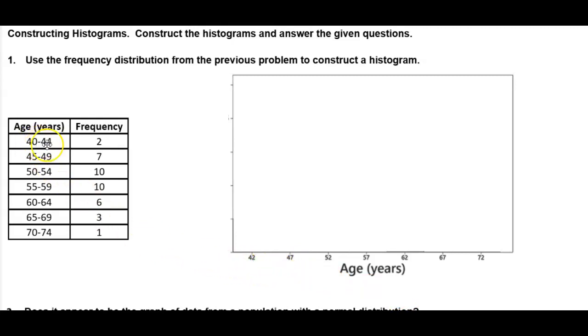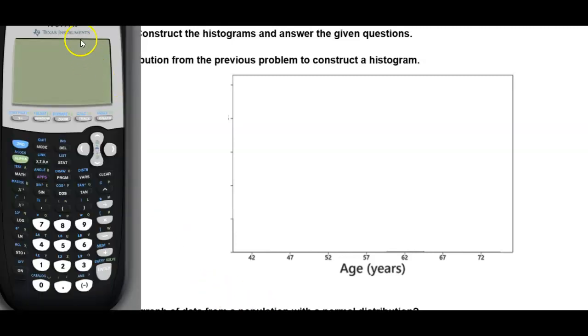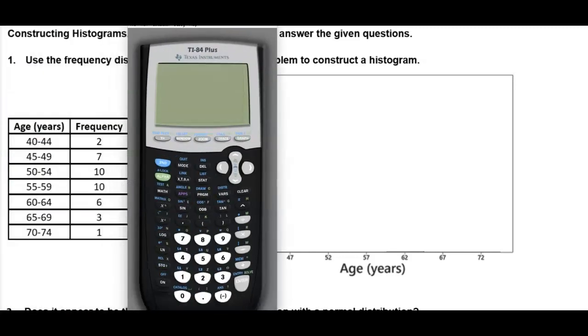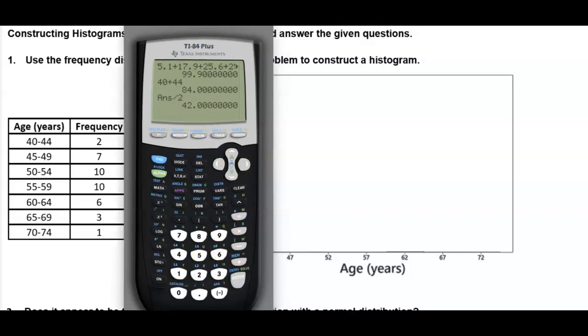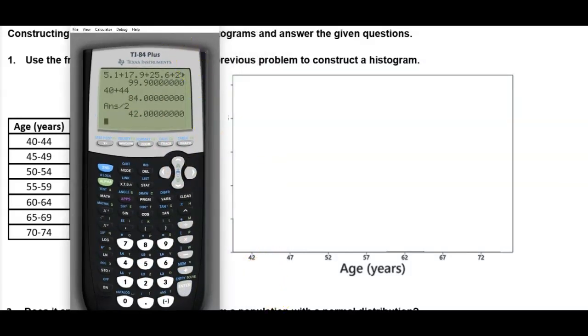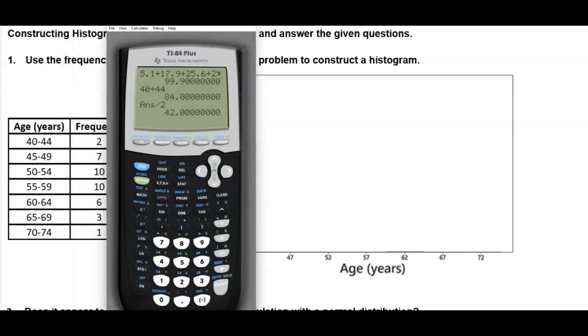For 40 and 44, what is the midpoint of those two? The midpoint is taking 40, adding 44, and then dividing that by 2, which gives us 42. So that represents the midpoint. Let's take a look at the next one. You have 47. What is the midpoint of 45 and 49? Well, 45 plus 49, divided by 2, gives us 47.